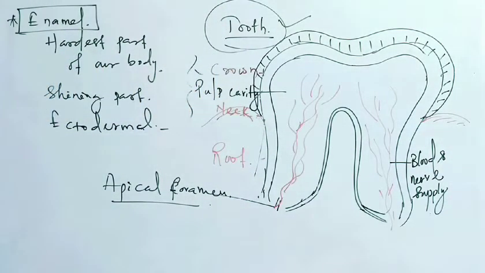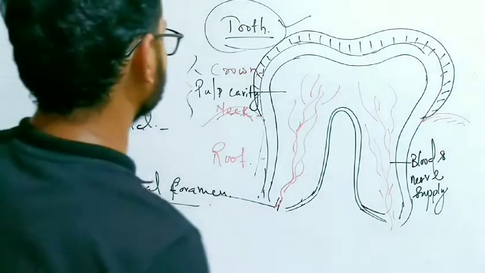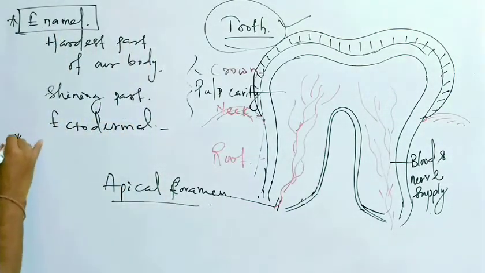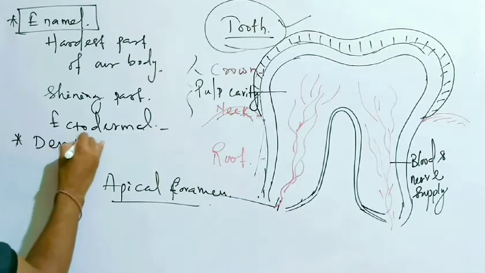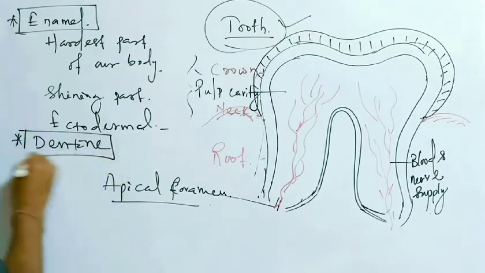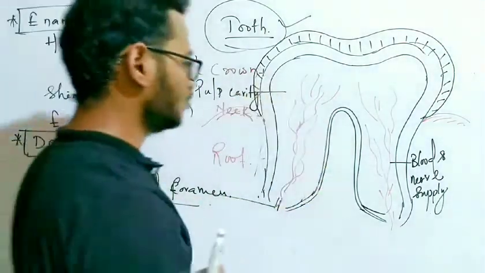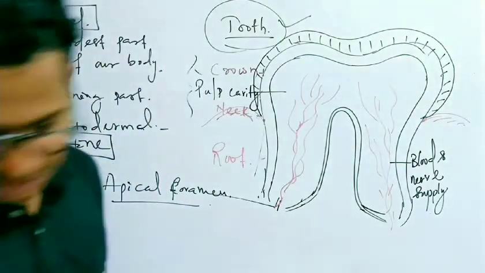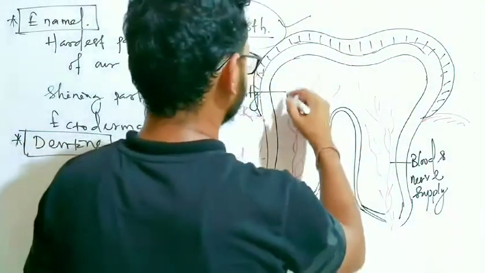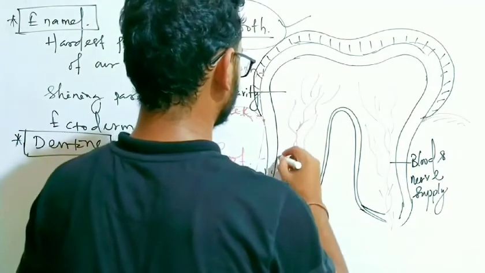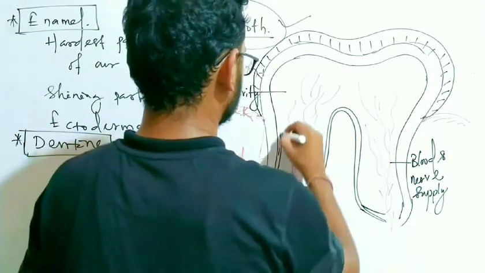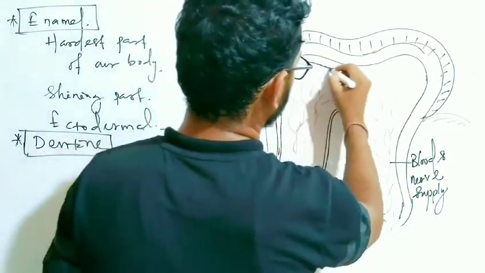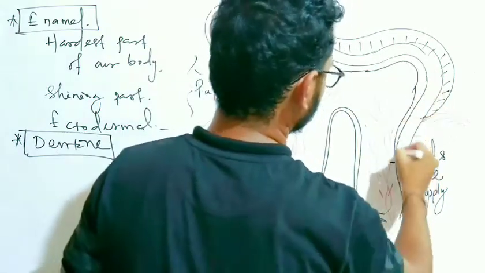Another term we need to know is the dentine. It is present throughout the tooth. This structure is present throughout the tooth. So the dentine is present throughout the structure of the tooth.